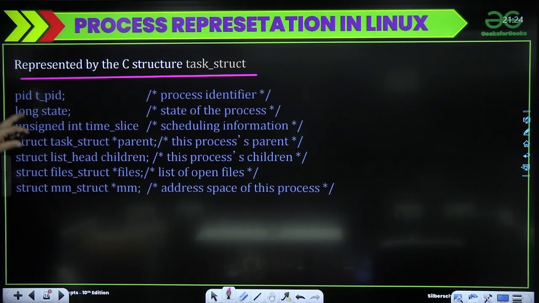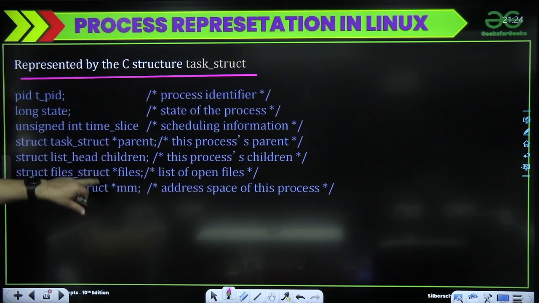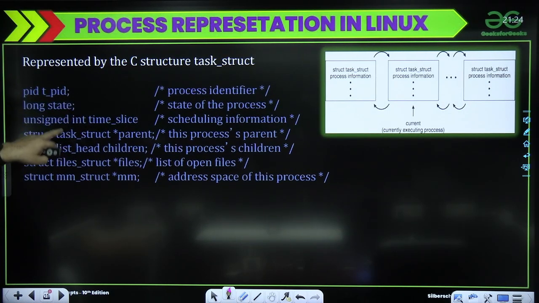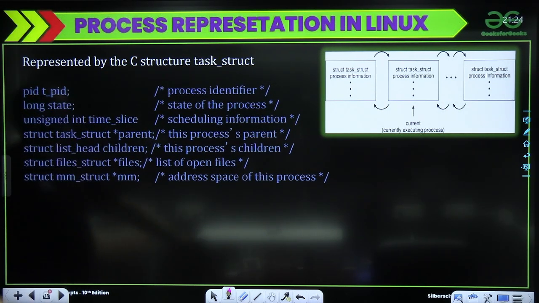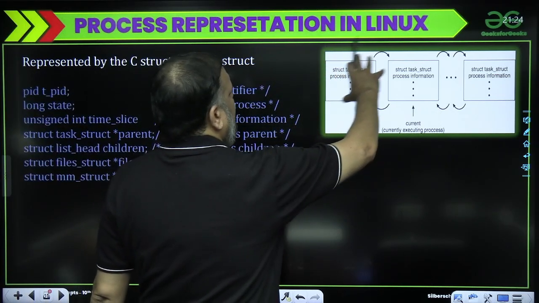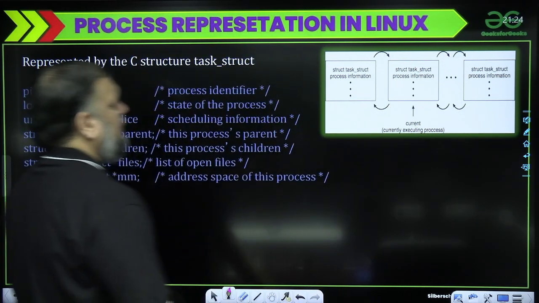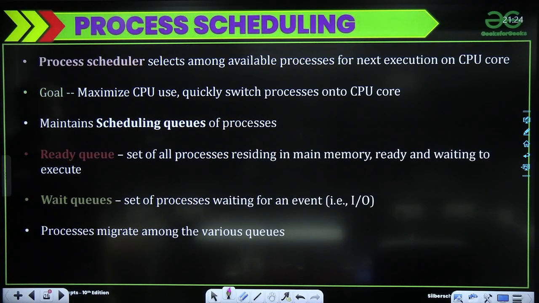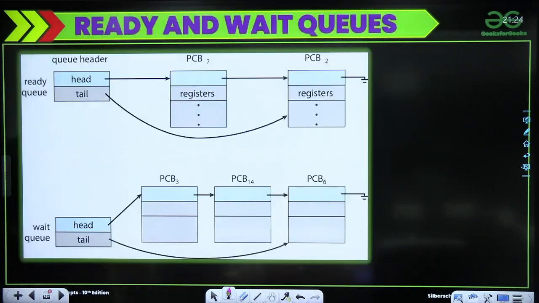Next. So this is just a representation, like the C programming structure, or the task structure, showing how the process attributes are kept in the PCB. I have PID, state, time slice, parent process ID, children process ID, list of files, the address space of the process. All of that is stored. It is like a linked list: one process's PCB, another process's PCB, like that. This is in the case of Linux. I will talk about scheduling shortly.